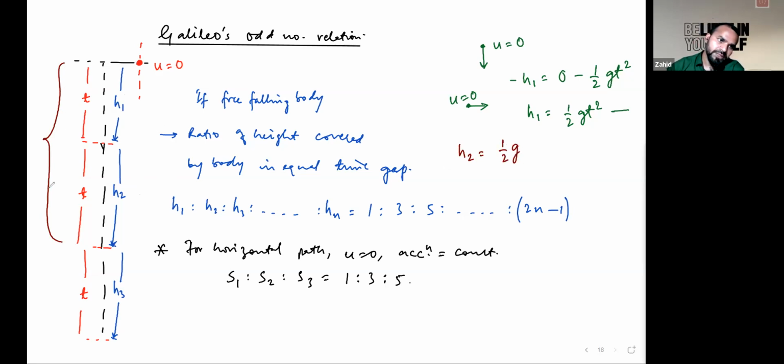Total time to travel from this point to this point would be t plus t, that is 2t, squared, minus h1, which we have already calculated as half gt squared. So 2 squared is 4t squared, and if you subtract these two terms, you will get 3 times half gt squared. Now, if you divide h1 by h2, here we have half gt squared, and here we have 3 times half gt squared. So half gt squared is common and will cancel out. What will you be left with? 1 here and 3 here. It means the ratio of height traveled by the body would be 1:3. Similarly, it would be 5, 7, 9, and so on for later times.